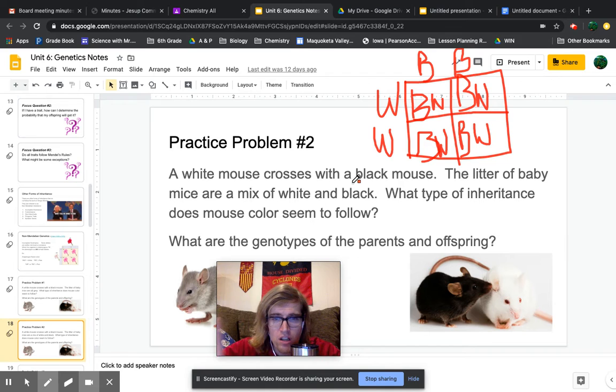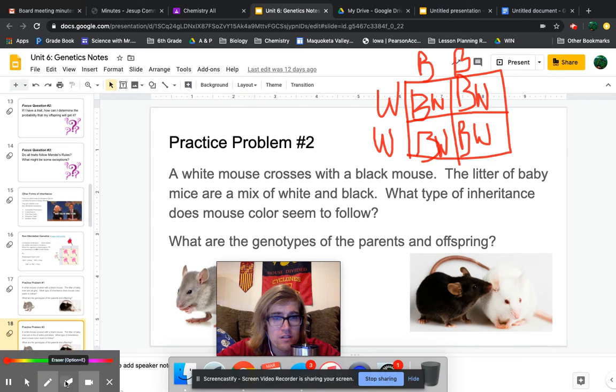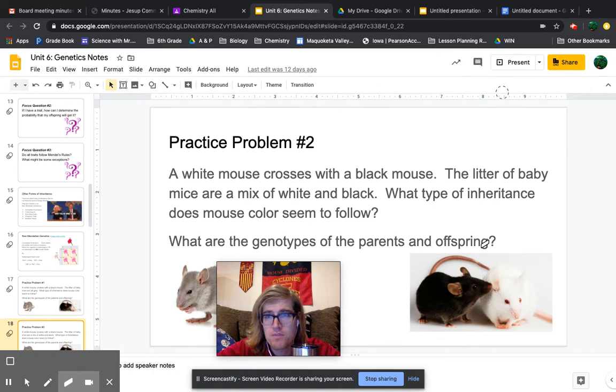But also, if all of the offspring are that, and we're already saying right off the bat that the mice have this color, then this must be incomplete dominance. In order for all of them to have it, and for these two to be black and this one to be white, they have to be homozygous for their traits, whether it be black or white. Okay, let's move on to the next one.